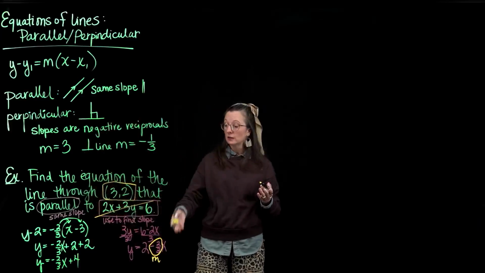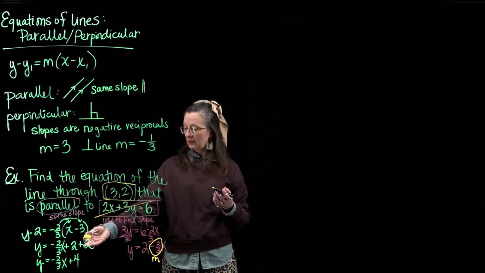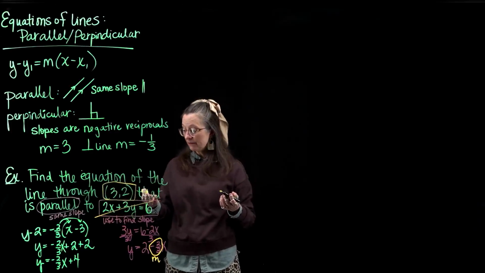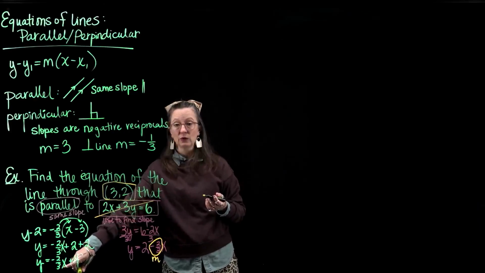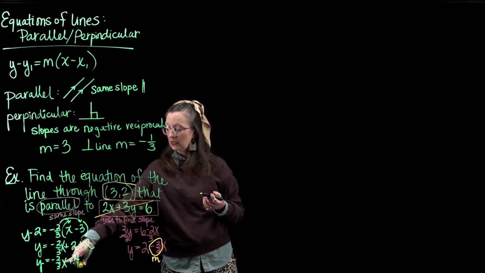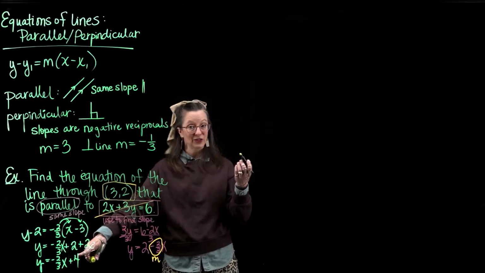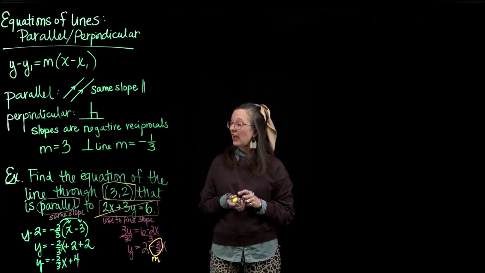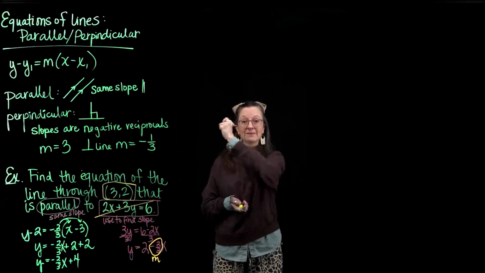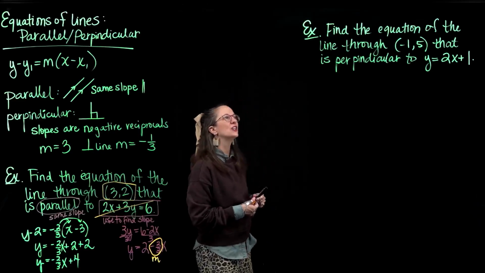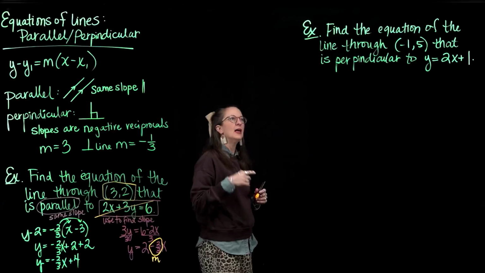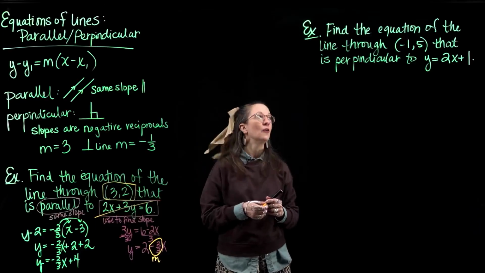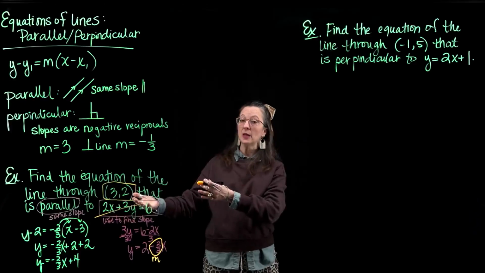And if I wanted to check to make sure that when I plugged in the point (3, 2), it worked, I could. When x is equal to 3, the 3 and 3 will cancel. I have a -2 plus 4 gives me 2. Matches up. We did a good job. All right, let's look at another problem involving perpendicular. We're going to find the equation of the line through (-1, 5) that is perpendicular to y = 2x + 1. All right, again, I'm going to mark up my problem the same way I did over here.